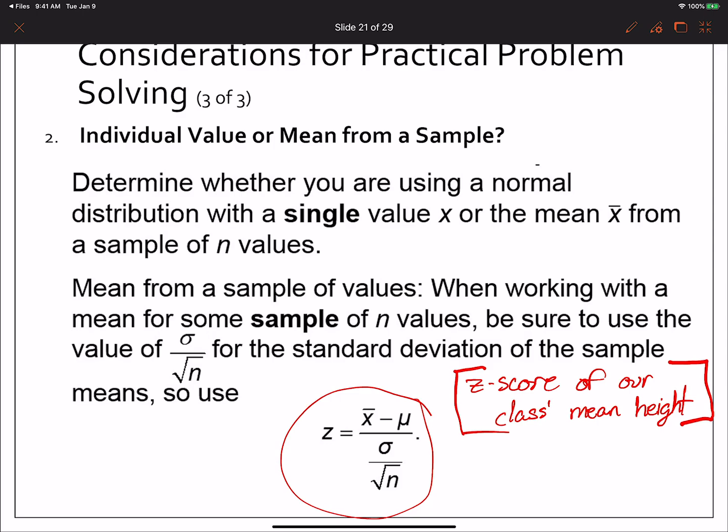So this is step two. Are we dealing with an individual value or are we dealing with the mean, right? So if we were talking about our class's mean height, then we do this. Now again, make sure you remember this. Sigma over the square root of n. That's important. That's what you use as our standard deviation, right? Sigma over the square root of n. That's very important.